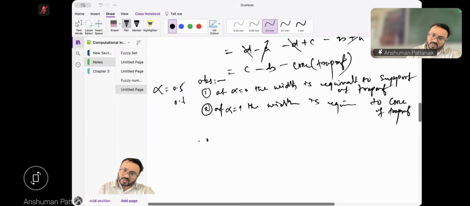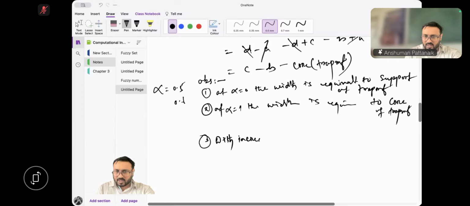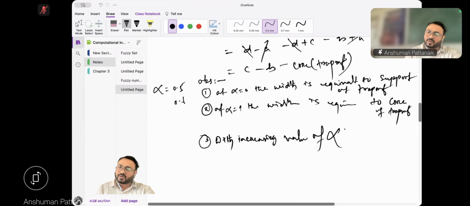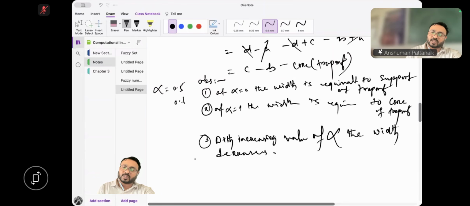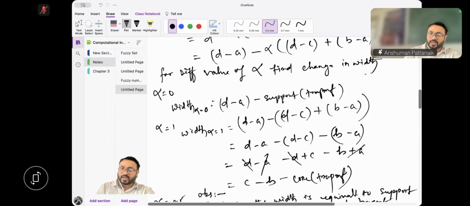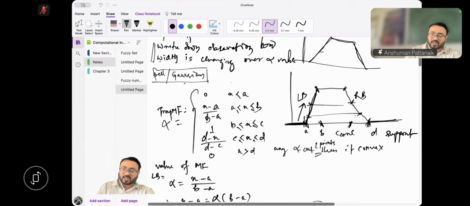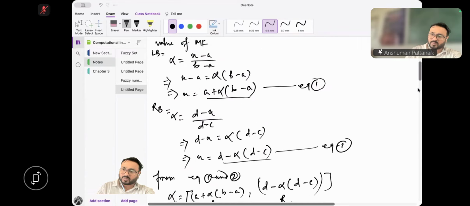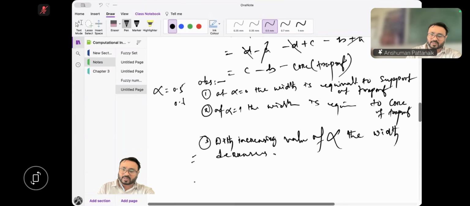Then you mention, with increasing value of alpha, the width decreases. These three are the observations. Up to this is the question's answer. So if you write this much, starting from here up to the observation part, you will get 10 marks.